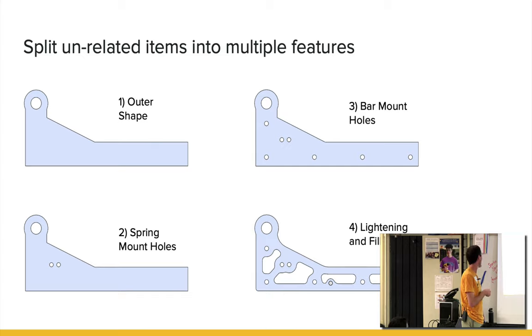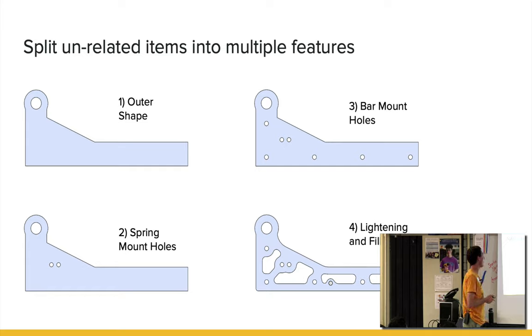So here we have a part, a bracket for a pivot for our 2018 climber, Buddy Climb. We started out by laying out the shape. That was the main constraint, based on the size we had available and the strength we wanted. Then we put in the spring mounting holes, then the mounting holes for mounting the part to its mating part and also the bar that it was supporting. And at the end we added all the filleting and the lightening. So it went through a series of stages.